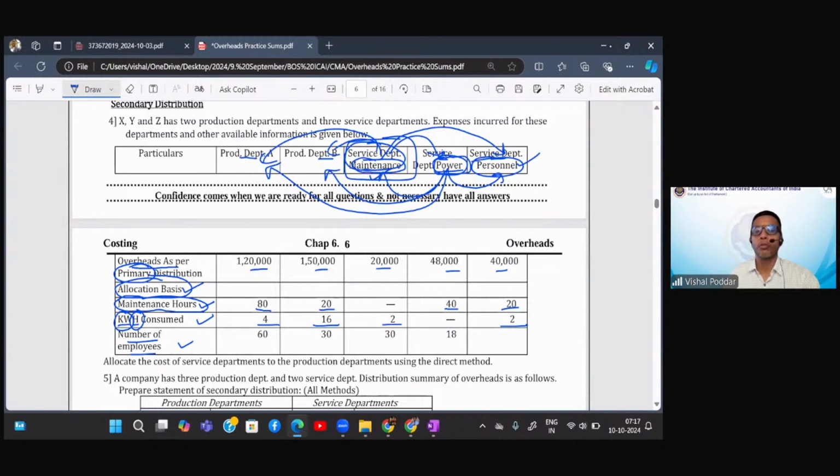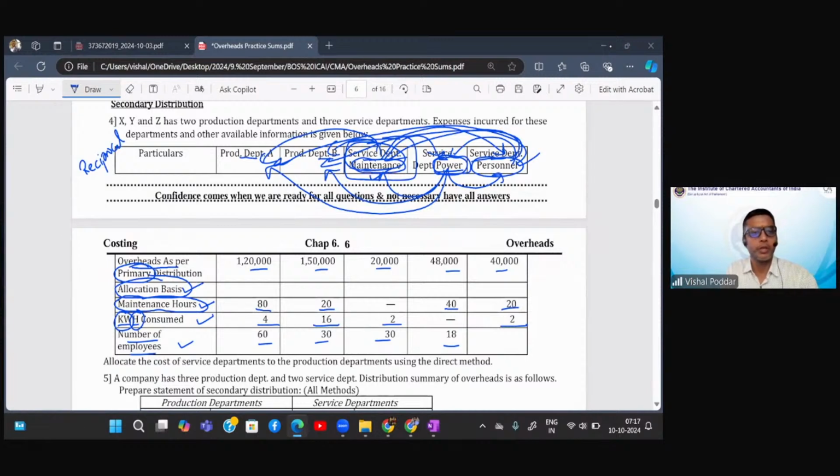And then comes the last department, personnel, which is the HR department. And obviously the ratio would be number of employees. And again, there are a number of employees in each department. So in other words, this department is again providing services to all the other departments. Now, if you observe this, and if I ask you which method they are adopting, the method they are adopting is reciprocal. I hope everybody understood why I'm saying they are following the reciprocal method.